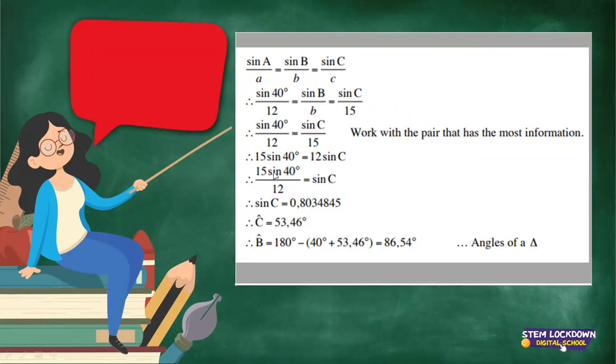So we can punch this in your calculator. Sine C equals 0.80348445. And then to find your C, you find the sine inverse of your answer here. The sine inverse of this will give you 53.43 degrees. That'll be your angle C. Right, so our angle C is 53.46.